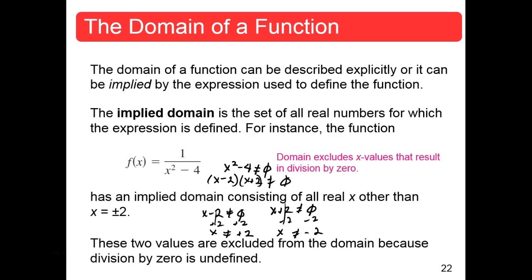So the implied domain here consists of all the real numbers x, other than x equal plus or minus 2. Those two values have to be excluded from the domain because division by 0 is undefined. Can't do it, ever. Does that make sense?